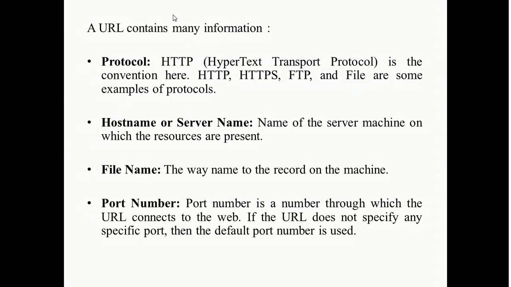And the fourth parameter is port number. Port number is the number through which the URL connects to the web page. If the URL does not specify any specific port, then the default port number is used. So these 4 are the URL format. When developing a URL format, the 4 parameters are considered.